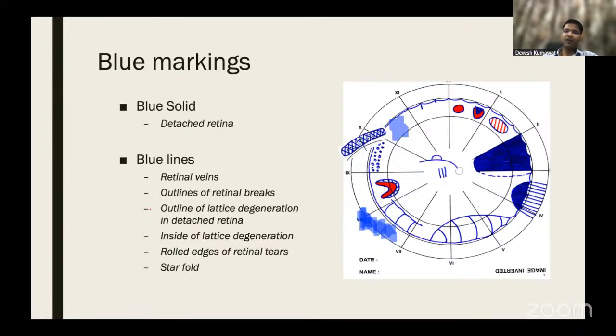Now, when you see the inside of the lattice degeneration, you see the sclerosed vessels. As I have told, retinal veins have to be shown by blue lines. So inside of the lattice degeneration, whether it is attached or detached retina, you have to depict it by blue lines. Then the rolled margins of the tear, as shown in the horseshoe tear, are again by blue lines. And then the star fold, which is a retinal PVR fixed fold, is also shown by a blue star fold.